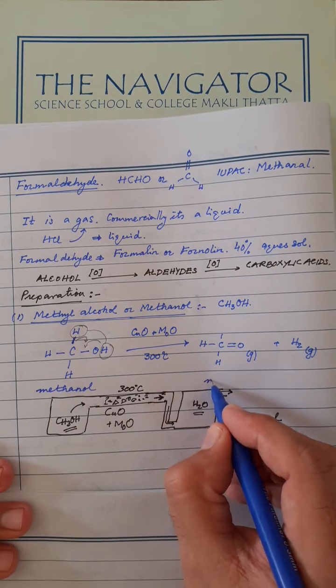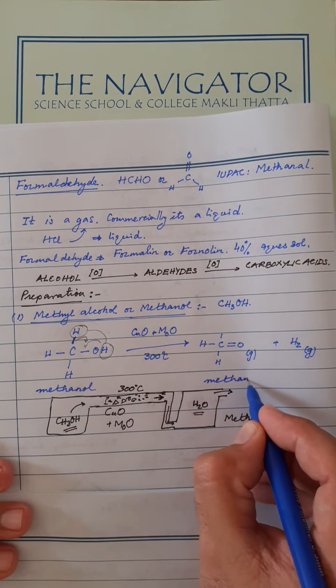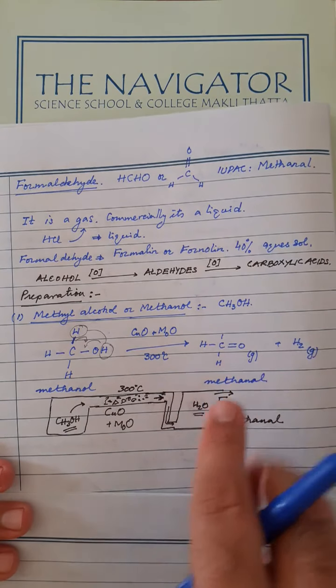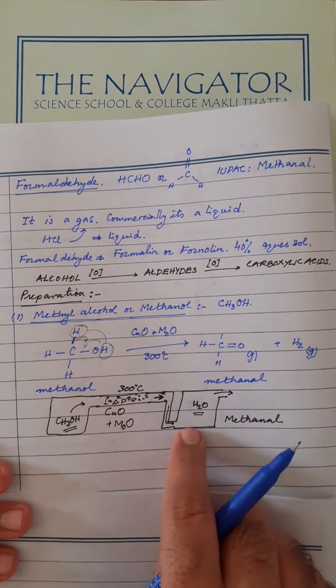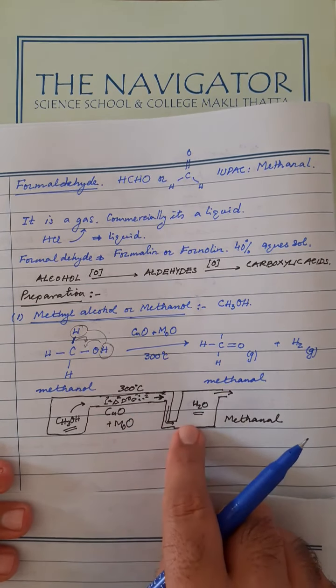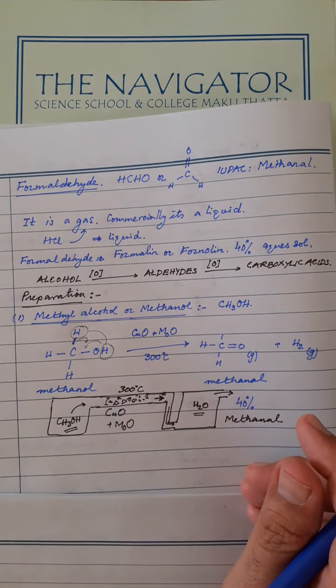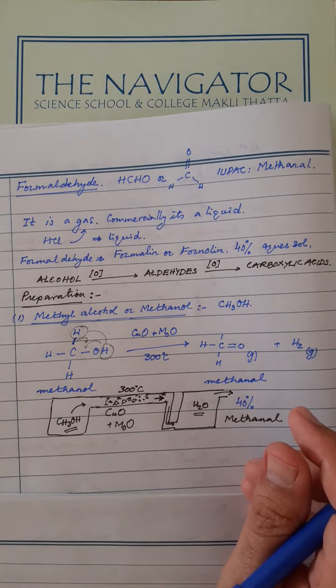Guys, this is methanol. If these are both gases, then they are mixed in the pipe. But we pass them through water, so hydrogen gas, being water insoluble, escapes out, and methanol is absorbed in water to give you a 40% aqueous solution of methanol, which is called formaldehyde, or formalin. This is the industrial number one method to prepare methanol in industry.